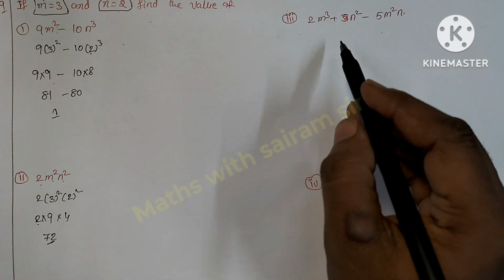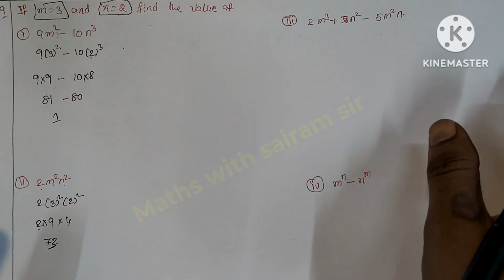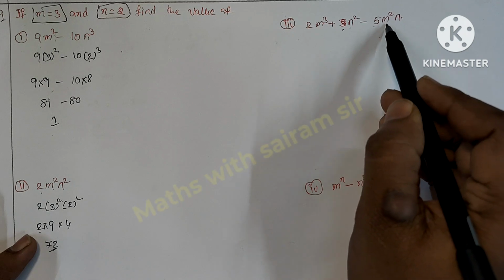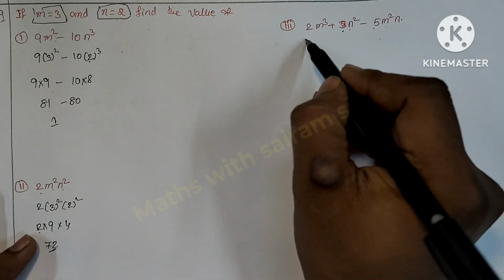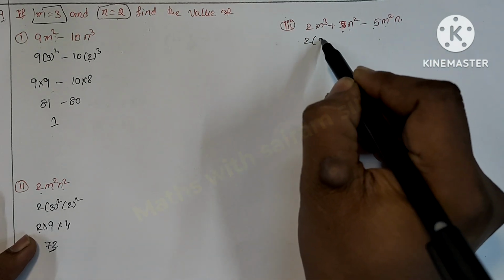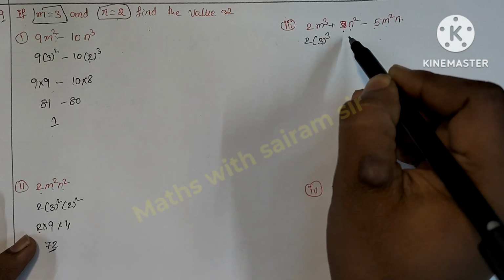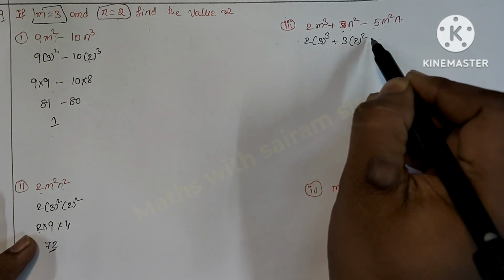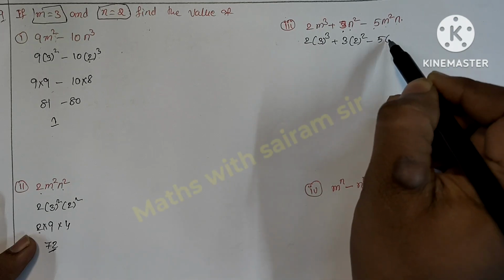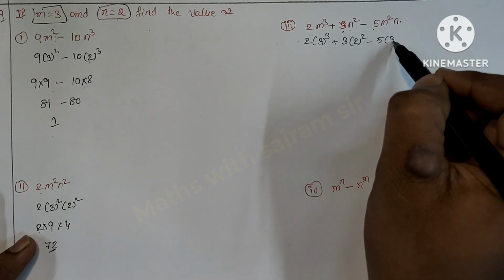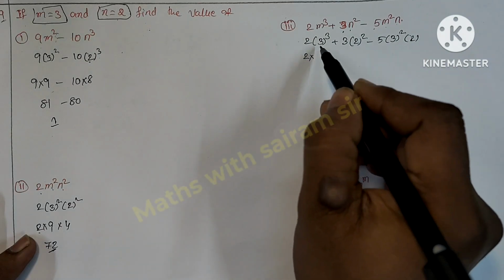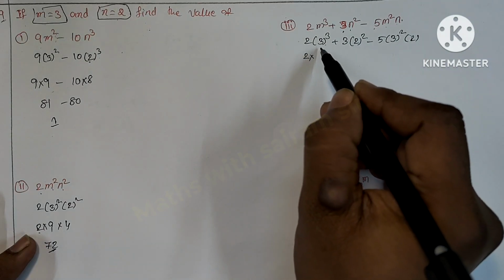72. Now let us see the third problem, that is 2m cube plus 3n square minus 5m square n. So 2 into m cube is what? 3 cube plus 3 into n square, that is 2 square, minus 5 into m square, that is 3 square, into 2. So 2 into 3 cube is what? 3 into 3 into 3.